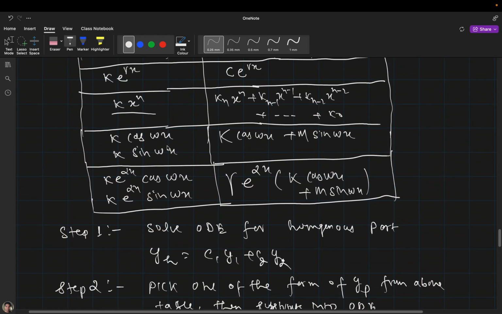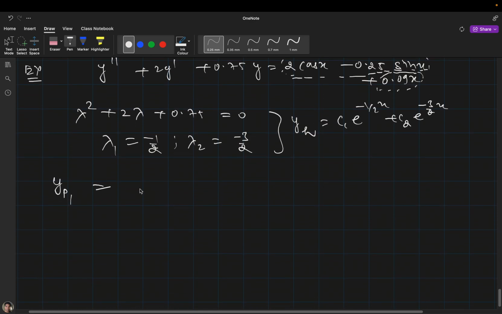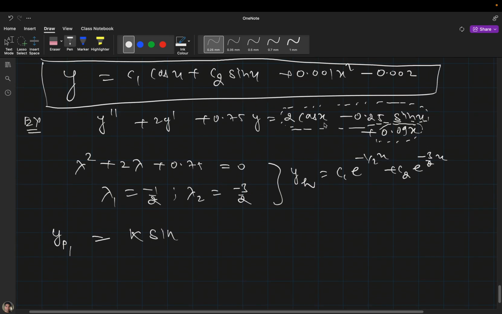This is the form of this. So for that I will use this form for the yp. And what is that? K sine. You have to be very careful, because you can see that the constant of x is 1. So for that also I will use x only. K plus m sine x.